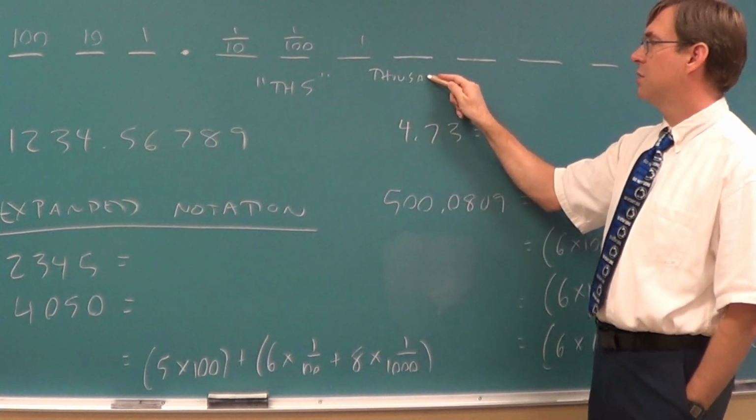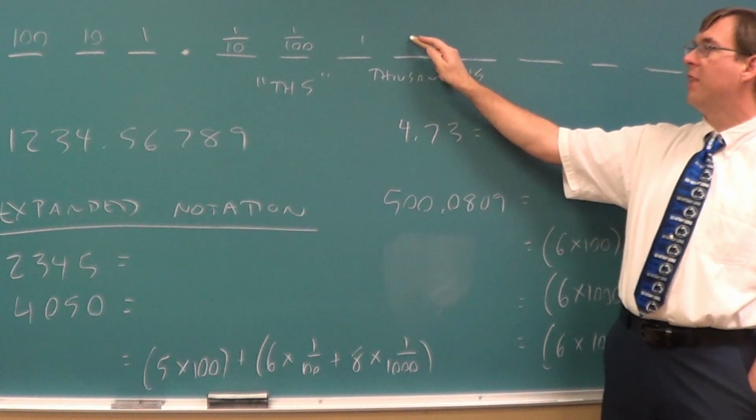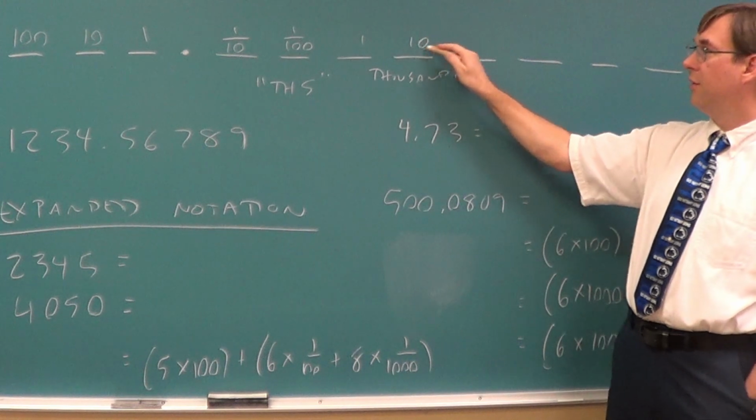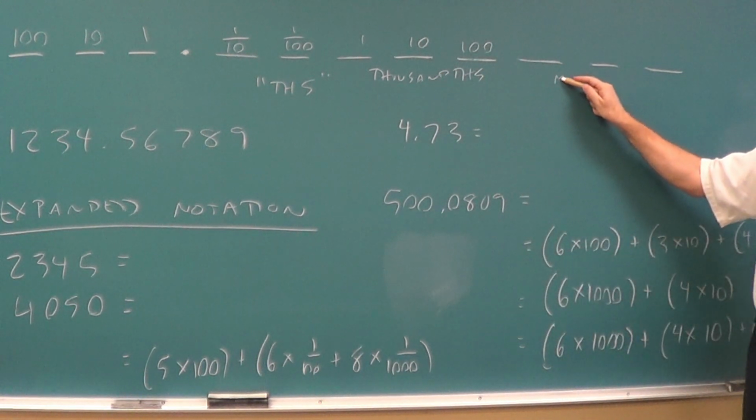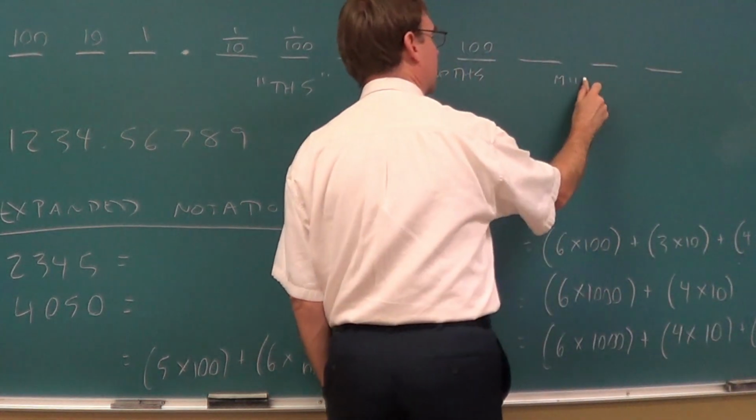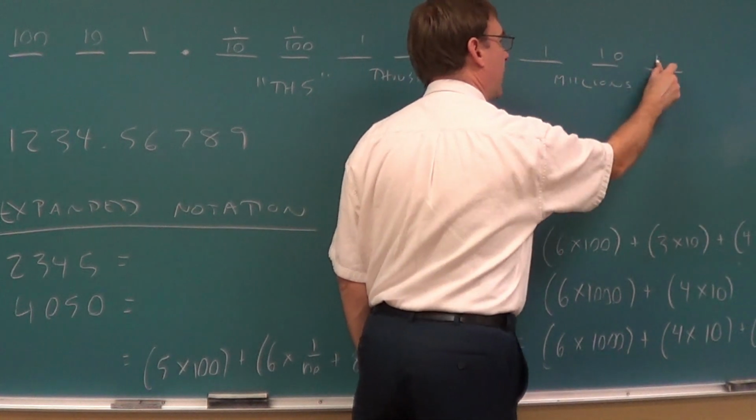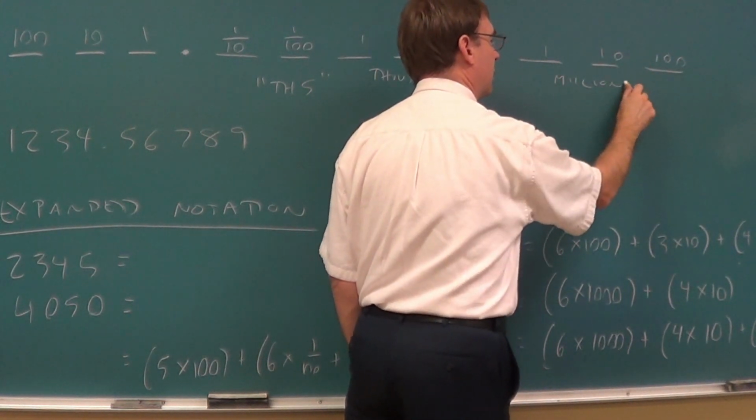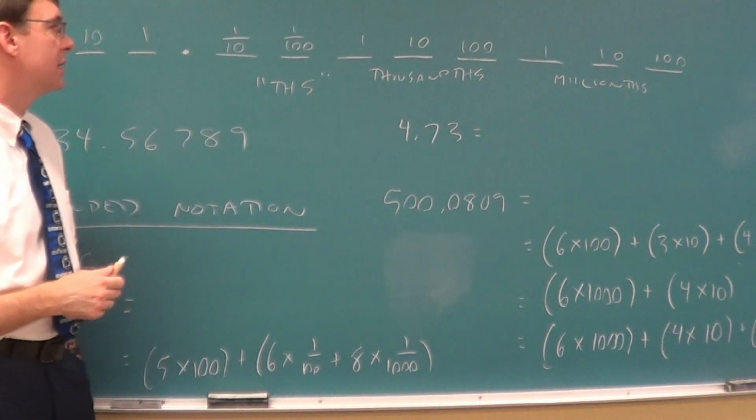I'm just going to write down here thousands because I don't really want to write these all out. There's the thousandths, then the ten thousandths, then the hundred thousandths. Then we get to a group called the millionths. I might have run off the screen, but it's going to go one, ten, and one hundred millionths.